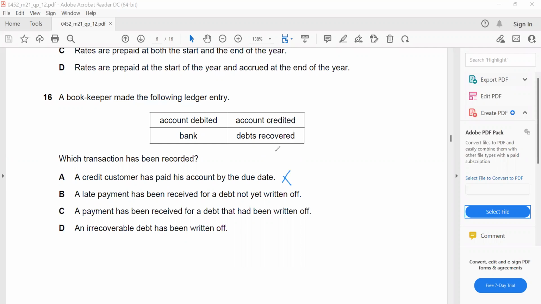No. Debt recovered means that we wrote off the debt in the past, and now the customer suddenly comes and pays us. A late payment has been received for a debt not yet... that means this is wrong. It's already written off. A payment has been received for a debt that has been written off. This is called debt recovered. So the answer should be C. An irrecoverable debt has been written off is referred to the irrecoverable debt account.